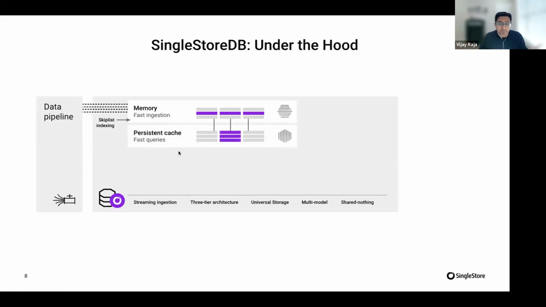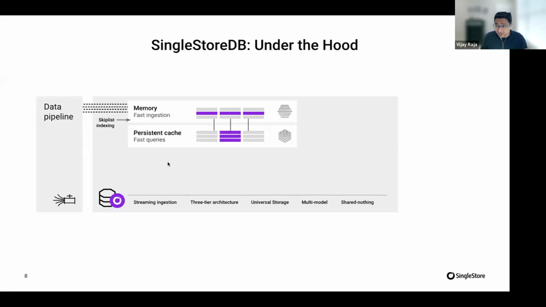That makes it ACID compliant as well. Okay. And I mentioned this persistent cache, and that's the column store that gives you the advantage of fast analytics, but also gives you the compression ratios of up to 85 to 90% to help lower your TCO.